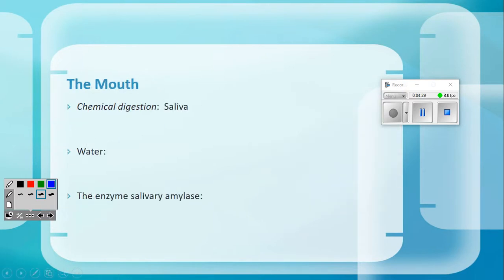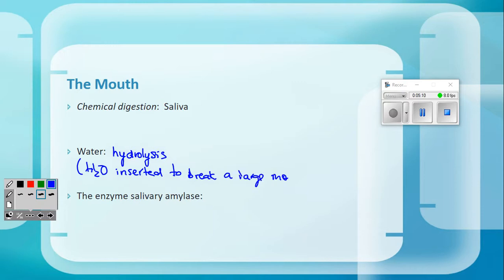Now, your mouth also accomplishes chemical digestion. It also has to do with your saliva, but not in the same way. Water can accomplish hydrolysis. You know what this is, but maybe you need a reminder. It's one of the reactions that we talked about when we discussed the kinds of molecules and how we could break them apart. So in hydrolysis, water, H2O, is inserted to break a large molecule's bonds.